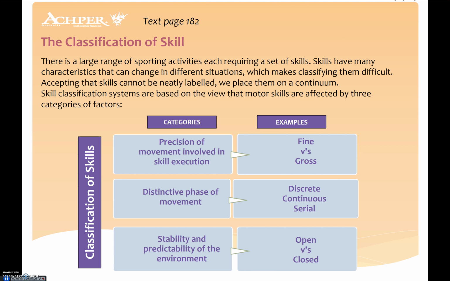So we have the precision of movement involved in skill execution, the fine versus gross motor skills. We have a distinct phase of movement, so we have discrete, serial and continuous skills, and we have the stability and the predictability of the environment, so the open versus closed.